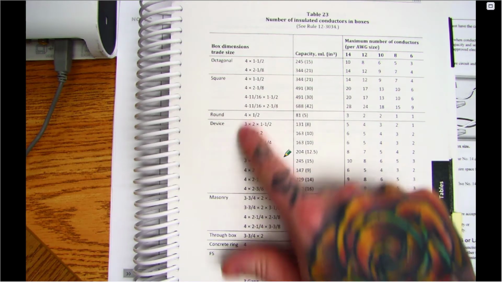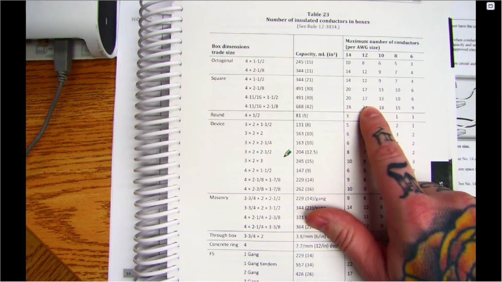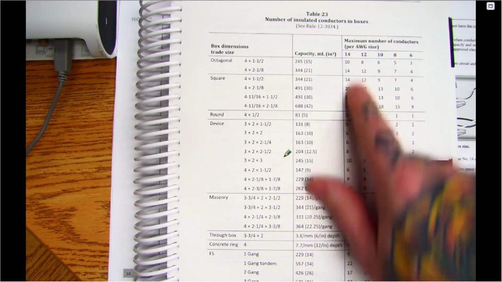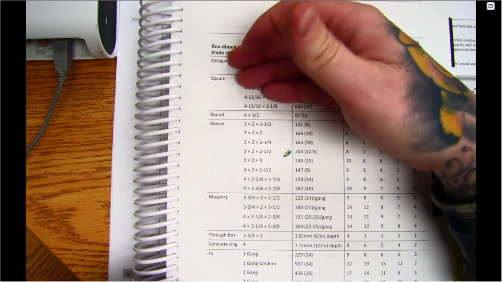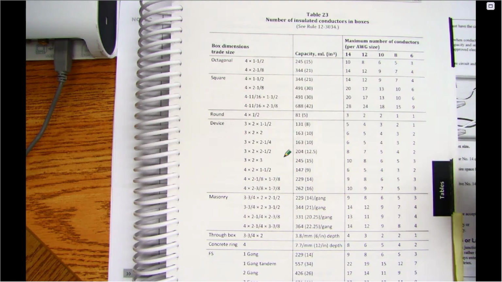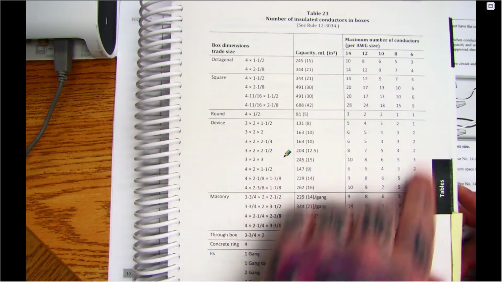Okay, if they're all square boxes, you basically use any one of them. So that's how we're going to find out the size. Again, it would be nice if they narrowed it down. Is it an octagon? Is it a square? Is it a device box? Then we could find out which one we could use.